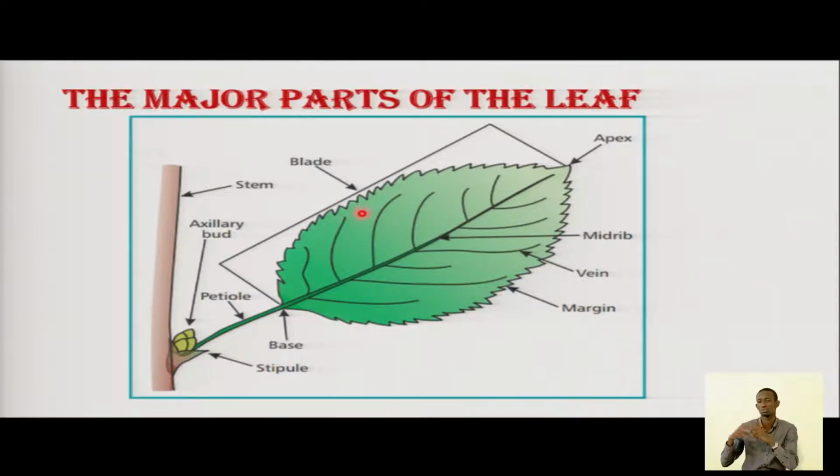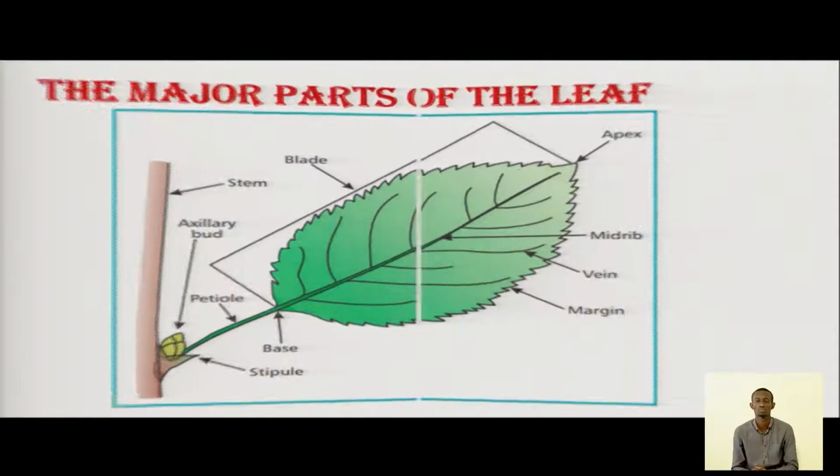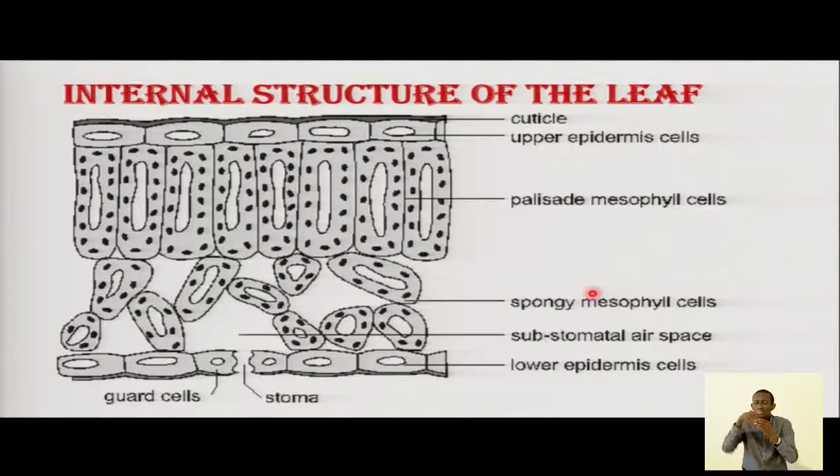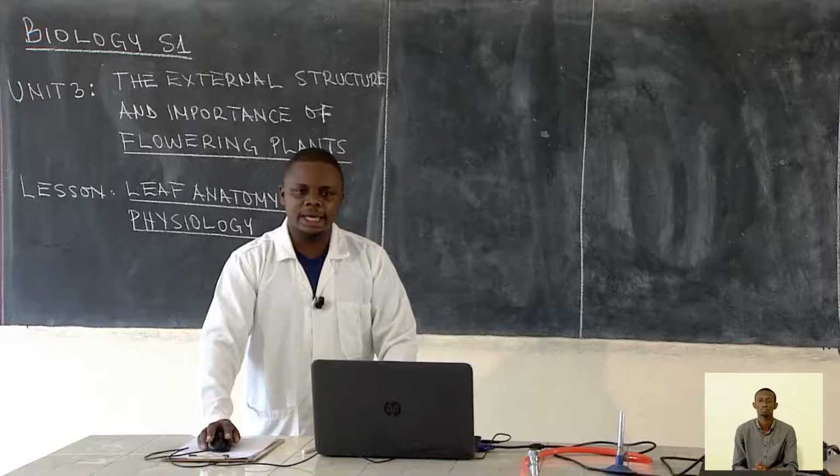Dear students, we can even say that these are the external parts of a leaf. What about the internal parts of the leaf? This is the diagram which is describing the internal structure of the leaf. Here we mean inside the leaf. We need to see which parts are there.